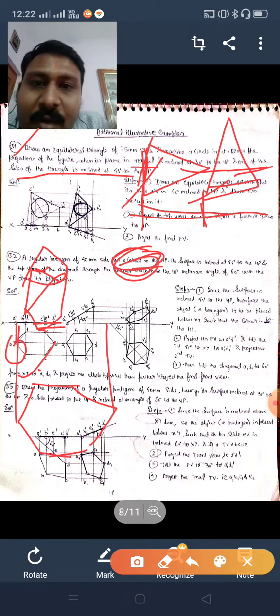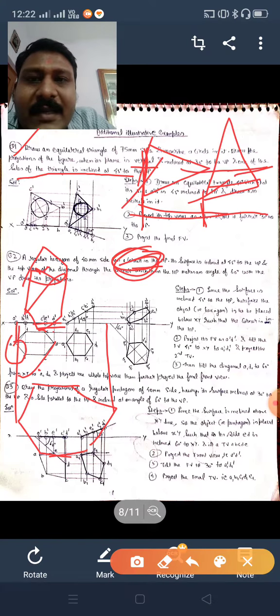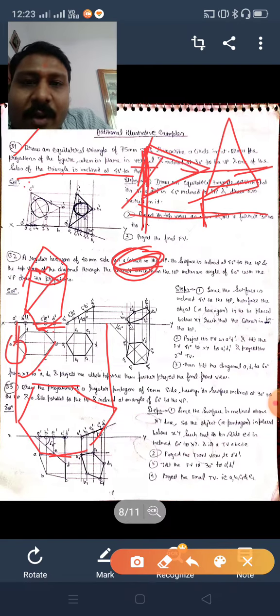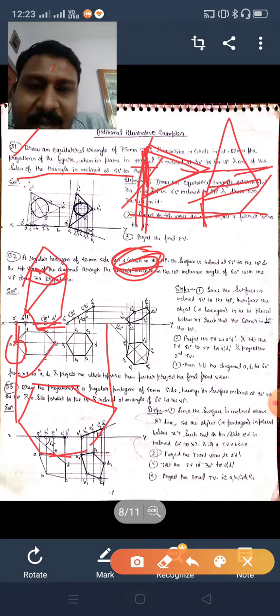But the condition is not given. So in these types of questions, what do you have to do? One trick: assume that the side of the triangle is inclined 45 degree to VP. Draw like this, and by drawing the triangle like this you get one side, then you will incline that side. This is one trick. Okay, this is also correct. But in my opinion there is a more correct way.